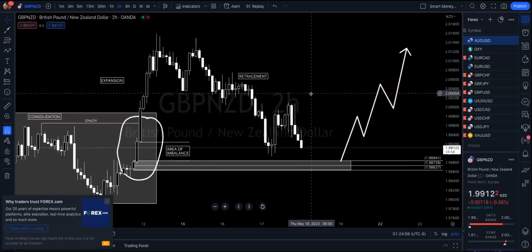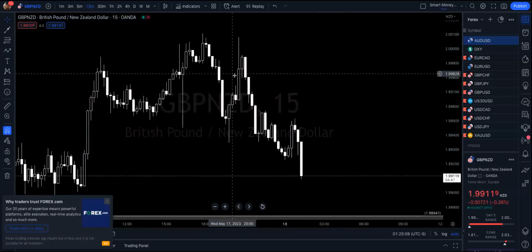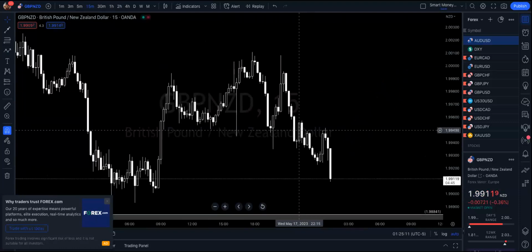Okay, so once price gets back down into here, into the zone, then we drop down to a lower time frame. I like the 15 minutes. Sometimes I go down to the 5. You don't want to drop down too low.